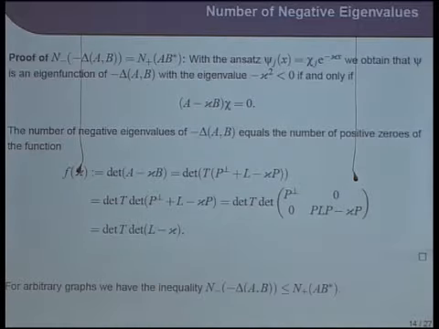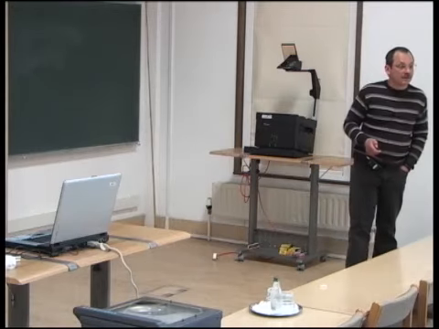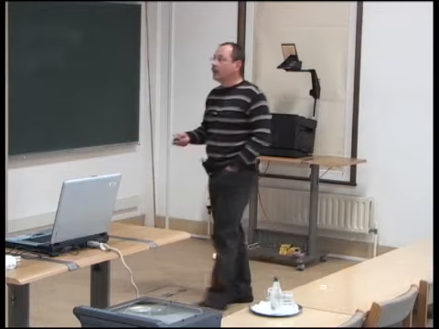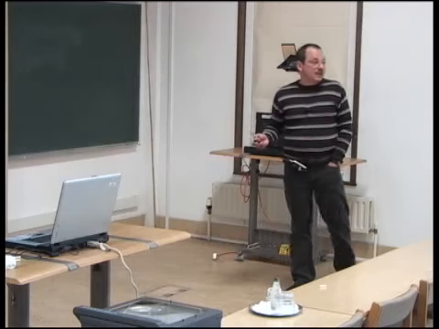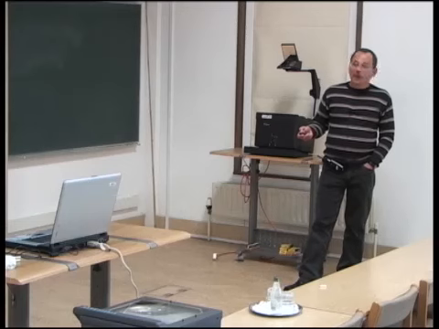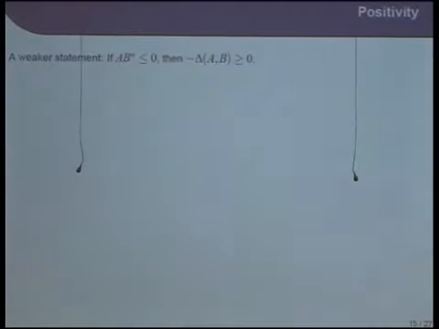So let's go further. What happens if we now replace our star graph with a more general graph, a quite arbitrary graph? In this case one can prove an inequality. There is no equality. The inequality says that the number of negative eigenvalues of the Laplace operator is not bigger than the number of positive eigenvalues of A B star. So it's an upper bound. I'm not going to prove this second statement.